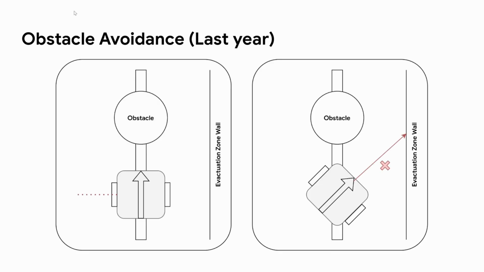On to obstacle avoidance. Last year, we faced the issue that our TOF was only on one side of the robot and is thus unable to decide which direction to turn to. This may result in the robot colliding against the wall.